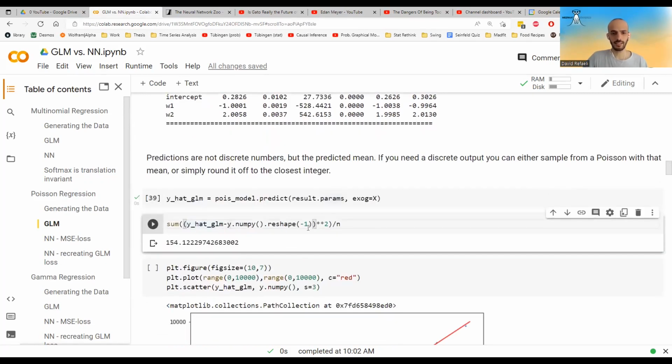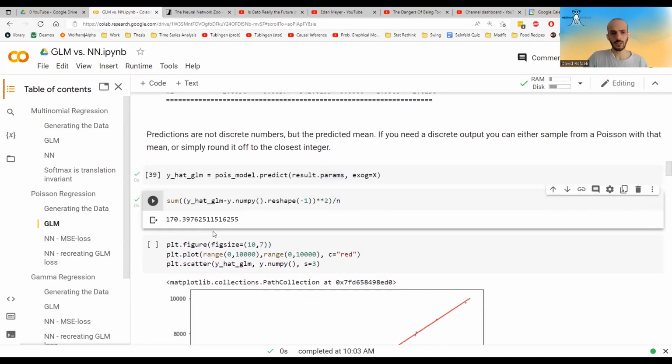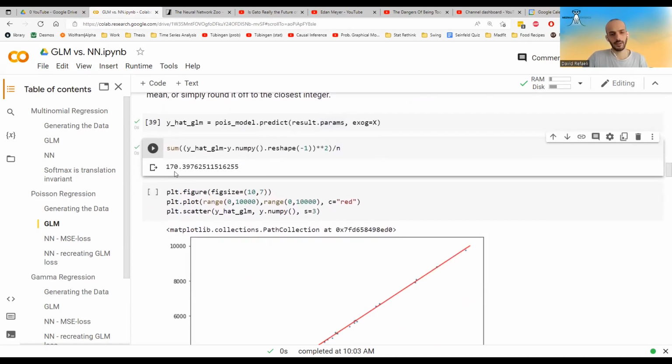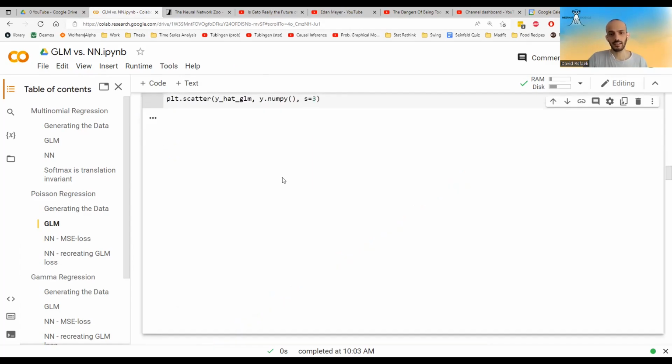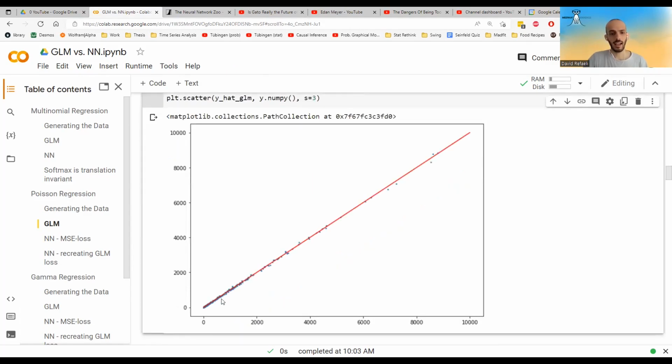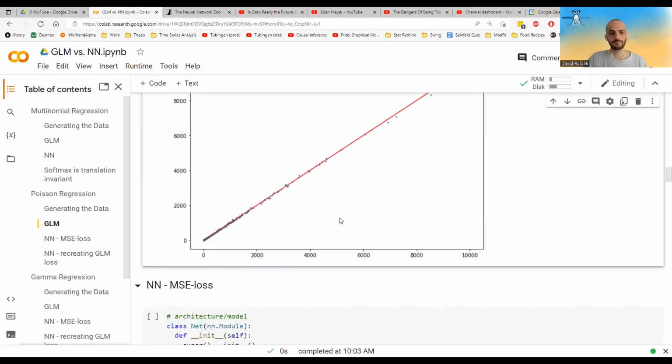Just so we have some measure of how good this fit is, let's look at the mean squared error of our fit. We got 170. The last time I ran it, I got 154. Let's plot the predicted values against the true values and see how it looks. And this is how it looks. If it was a perfect fit, everything would be on this diagonal line, but it's an almost perfect fit. We see some points are not on the diagonal, but most points are pretty close.